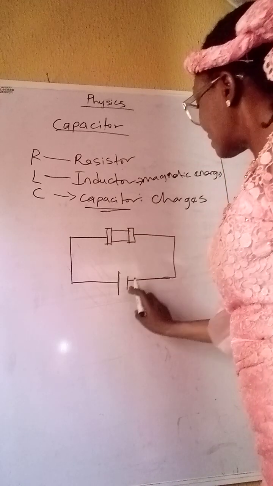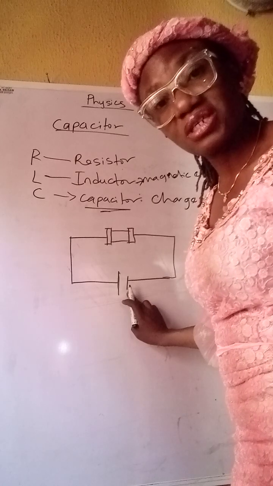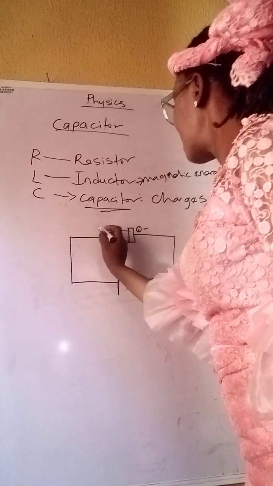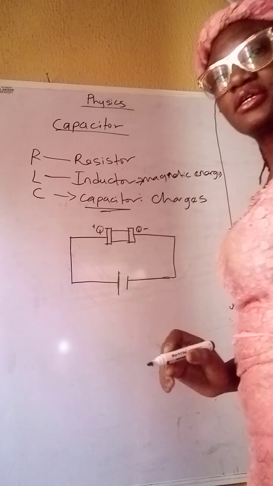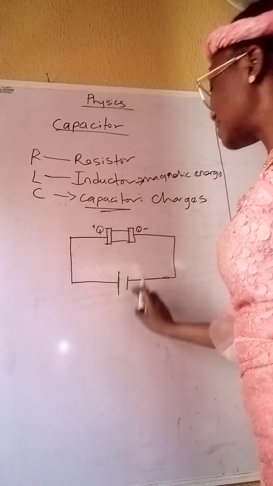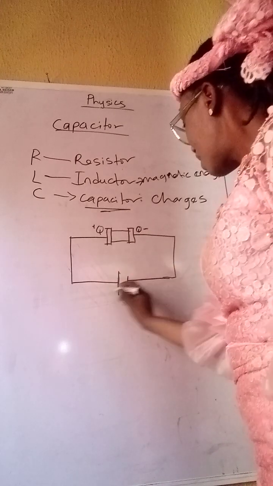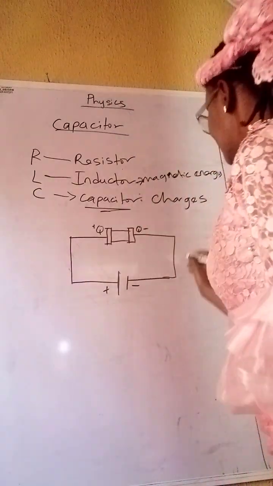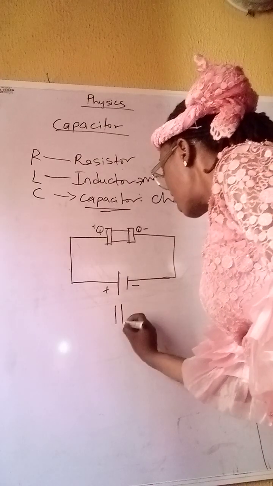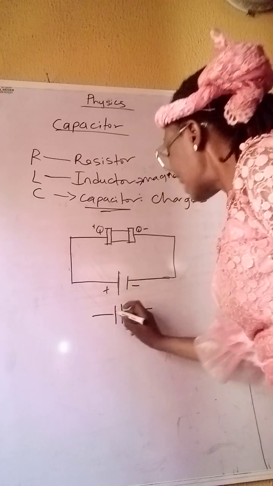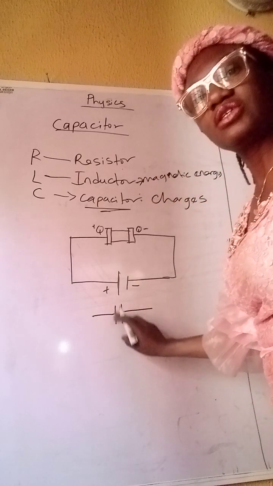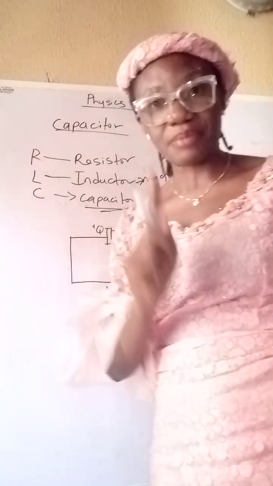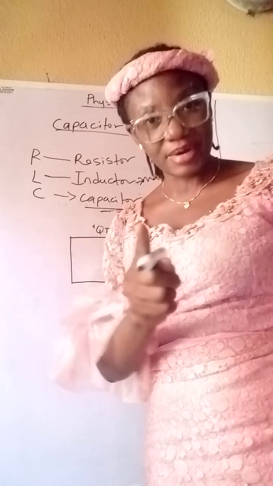Since of course you know that the shorter part of a battery is the negative, this one will be Q negative. This plate will now be carrying the positive charge. What you have in between is the dielectric. Now the symbol for capacitor is this: two equal lines. It has to be equal. This is the symbol for capacitor. The symbol for capacitor is not the same as that of a battery.